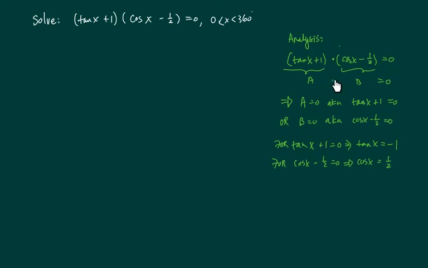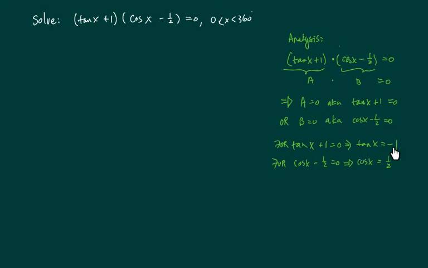Alright, so in solving this one, we realize this is really just one chunk times the other one equal to 0. So when a times b equals 0, the two choices are chunk a equal to 0, so for our case, it's tangent x plus 1 equal to 0, or chunk b equal to 0, which means in our case cosine x minus half equal to 0. Solving each individually, now we have tangent x equal to minus 1, or cosine x equal to half, given the condition x is in 0 and 360 degrees.